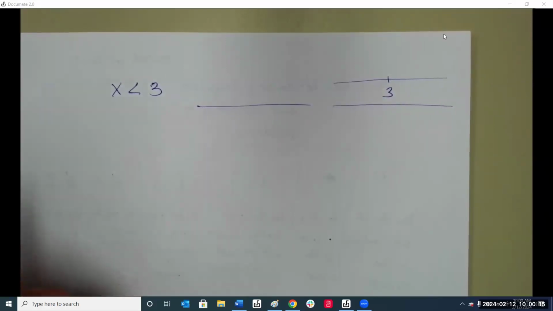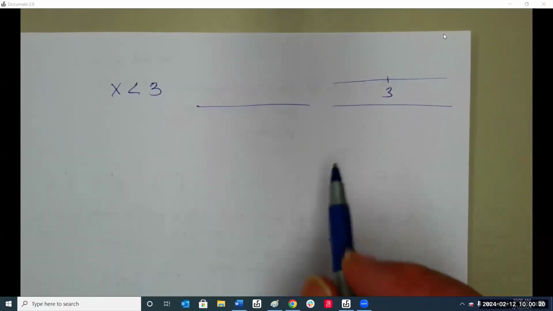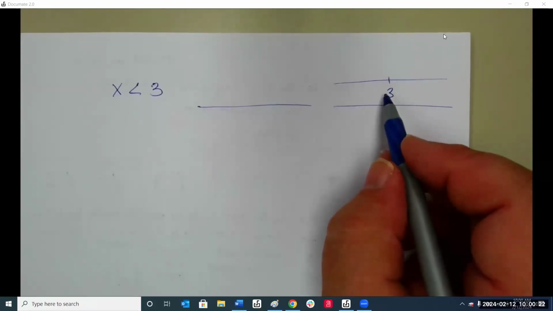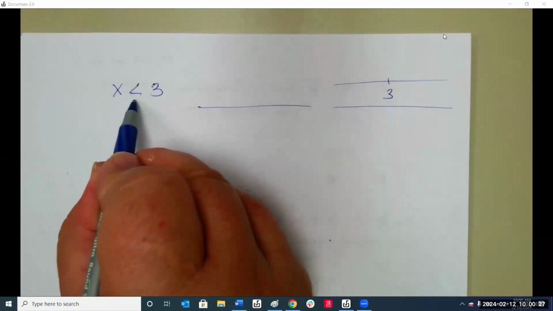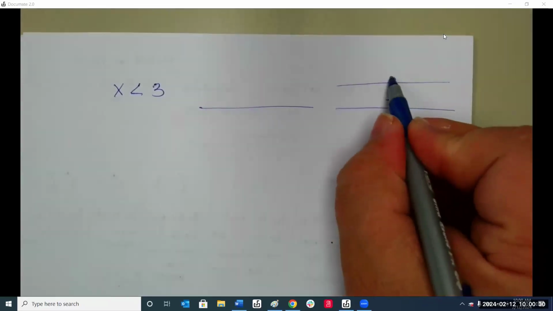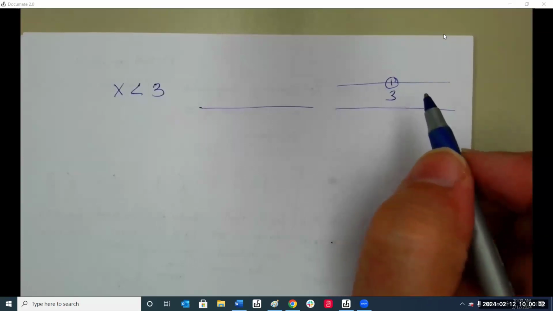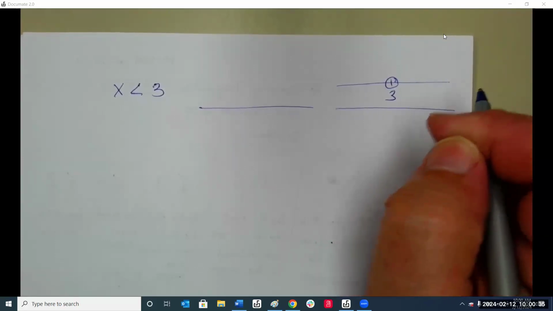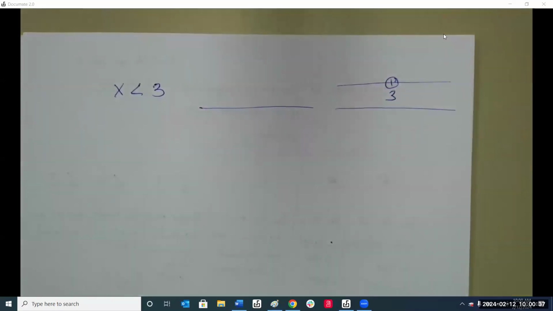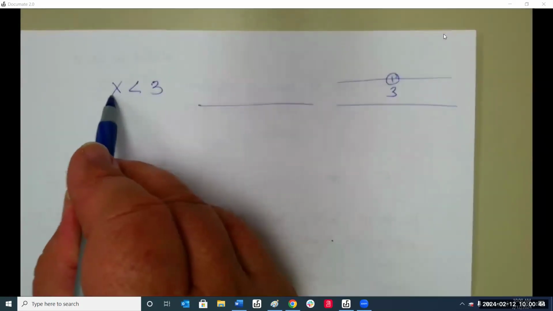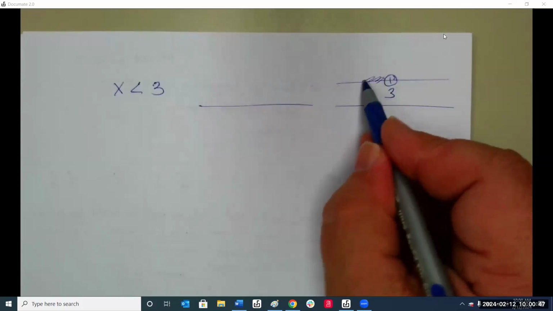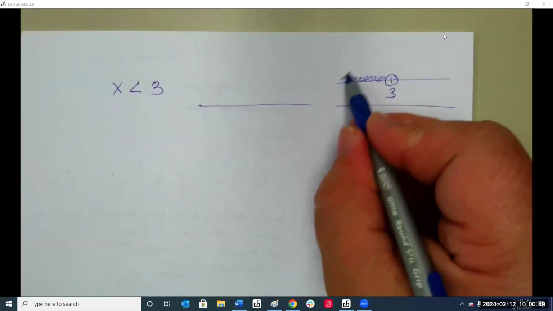If you're given graphing, that's easy because then we do what we've just been doing. So is this an open or closed circle on 3? It's a less than, so it's open. What direction is the arrow pointing? Left. Yeah, because as long as the X is on the left-hand side, the arrow is pointing this way.